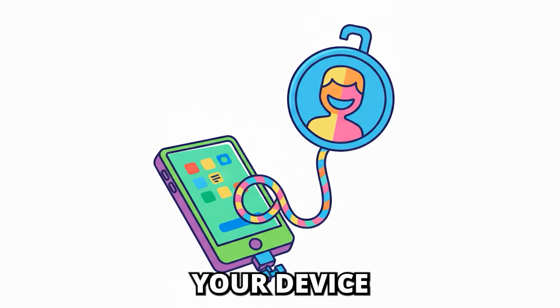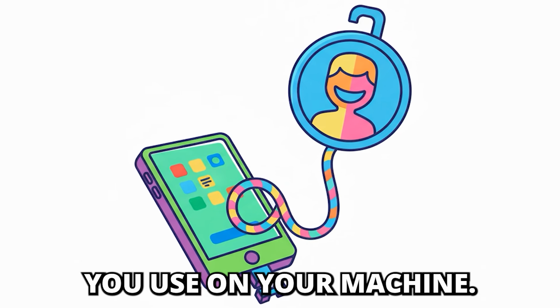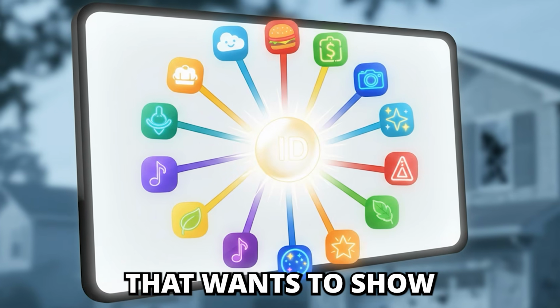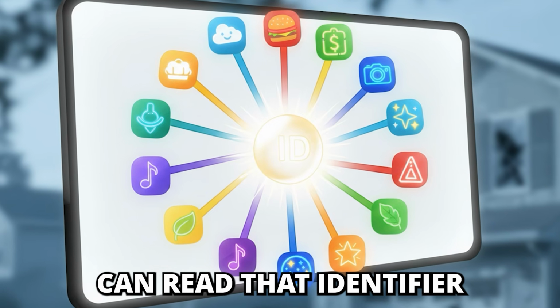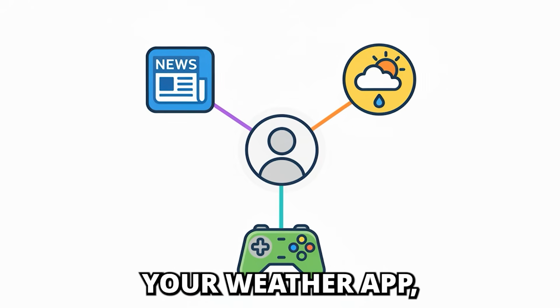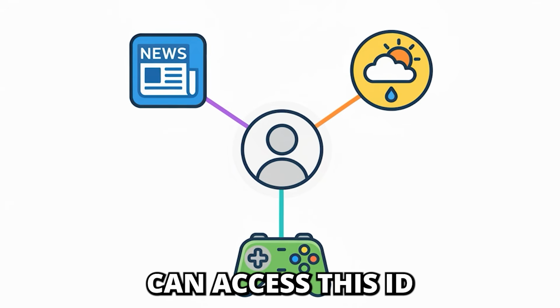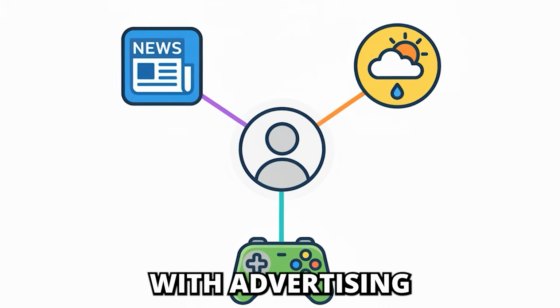Windows assigns your device a unique identifier, a string of characters that follows you across every app you use on your machine. Every app that wants to show you targeted advertising can read that identifier and use it to build a profile of your behavior. Your news app, your weather app, your games, your productivity software, anything installed on your machine can access this ID and share it with advertising networks.